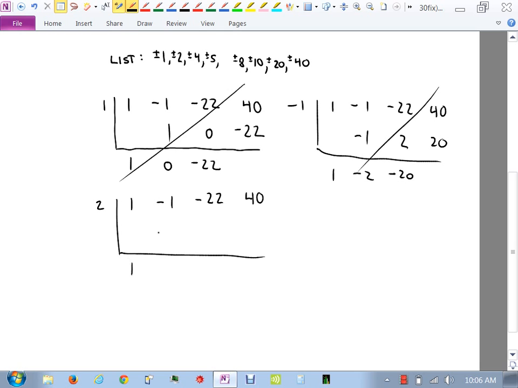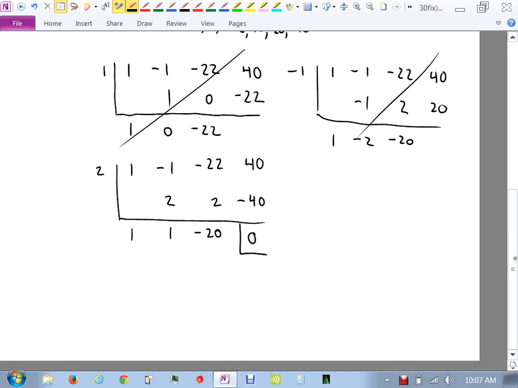1 comes down. 2 times 1 is 2. Add those down, get 1. That's 2. Negative 20, and then multiply, negative 4. Is that the one? That works. So just to remind you, what I'm doing is I'm bringing 1 down, multiplying 2 times 1, giving me 2. Add down, that gives me a 1. Multiply 2 times 1, that gives me 2. Add down, that's negative 20. 2 times negative 20 gives me negative 40. Add down, we get 0. As soon as we get 0, we're done.